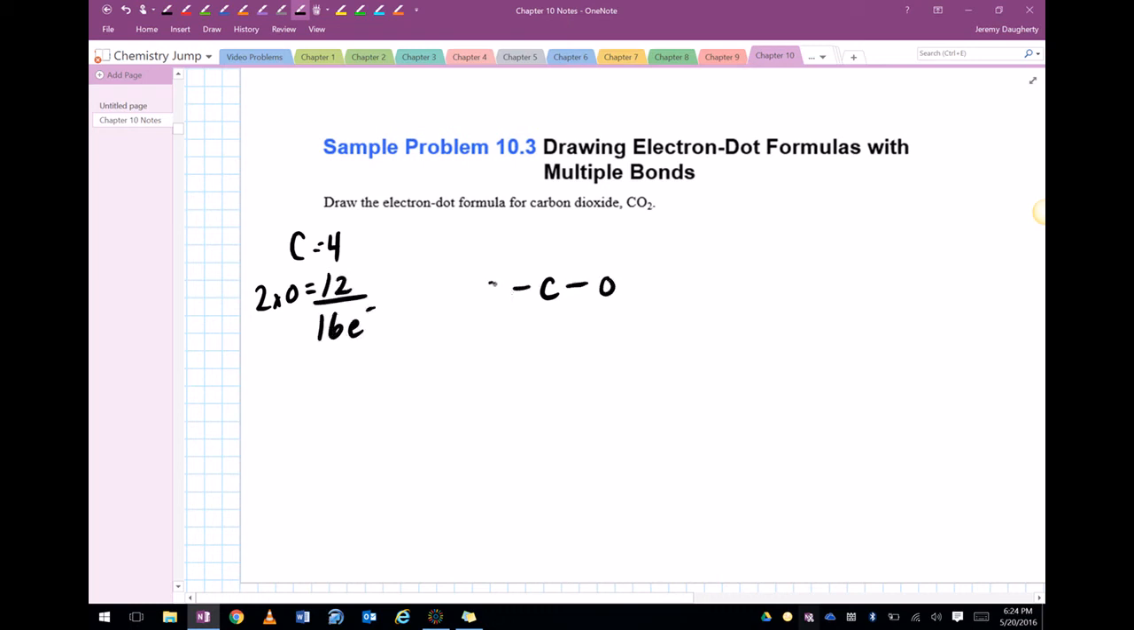Single bond O, single bond O. Now let's go around and give everybody 8. 2, 4, 6, 8. 2, 4, 6, 8. 2, 4, 6, 8. So there we go. Now I got to count up. 2, 4, 6, 8, 10, 12, 14, 16, 18, 20. But I'm only supposed to show 16. So this is where I got to make double bonds.